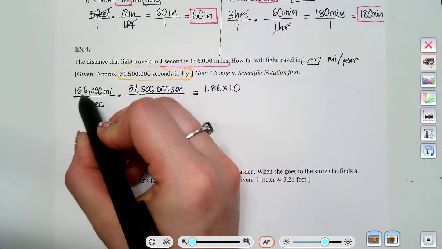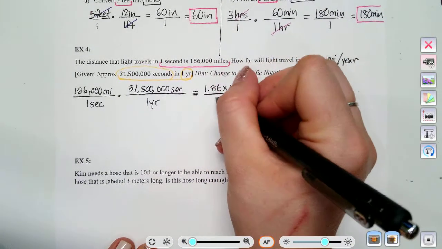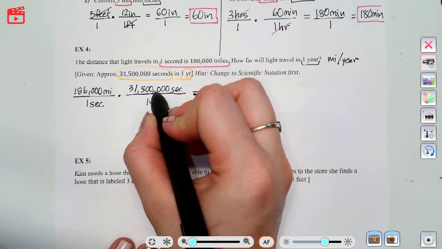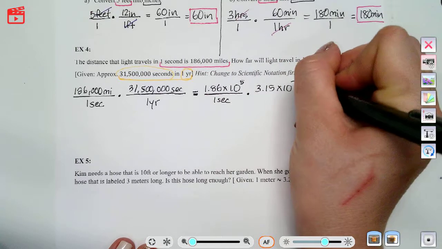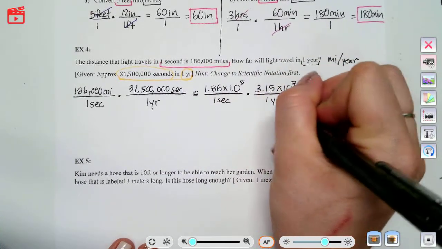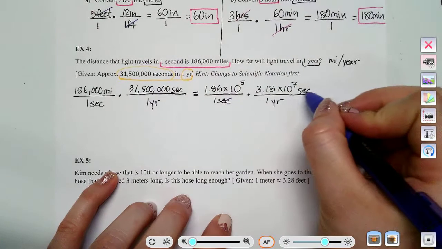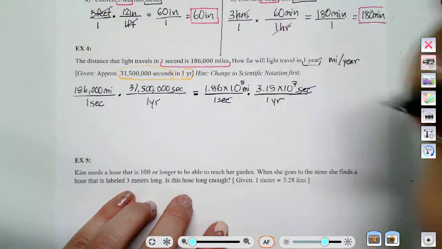1, 2, 3, 4, 5 powers. And it's going to be positive 5, all over 1 second, times 3.15 times 10 to the 7th power all over 1 year. And that's supposed to be a second right there. All right, so we've written it in scientific notation, which is going to make it easier to work with. Then we can cancel the seconds. Oops, that's supposed to have miles still right next to it. Sorry, I forgot the miles is supposed to be there.